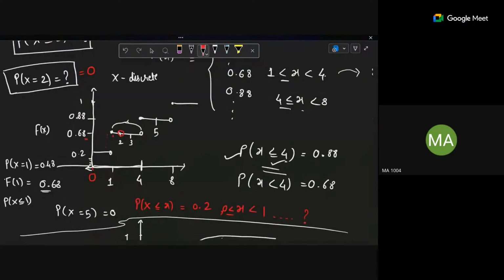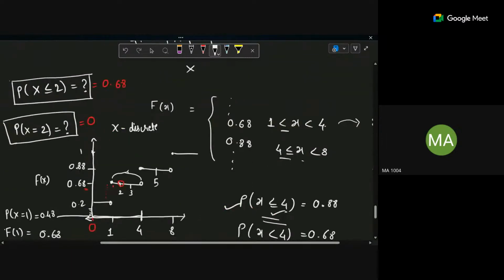if I ask you about the probability at any point lying between 4 and 8, at a particular point, like what is the probability x less than or equal to 5, that means F of 5 I am asking. 0.88. Okay, no problem.